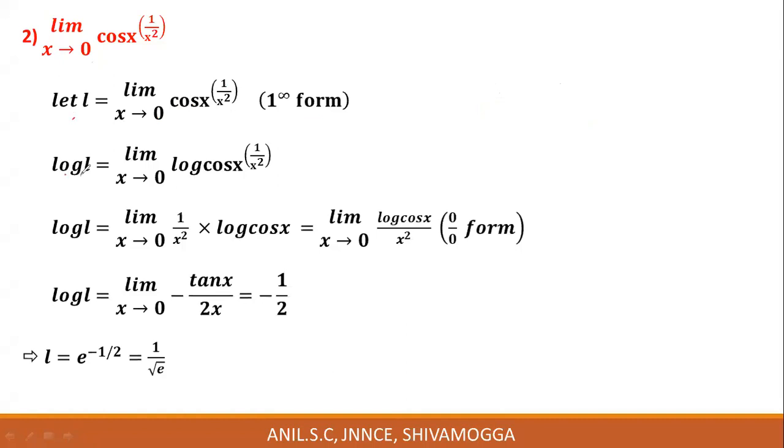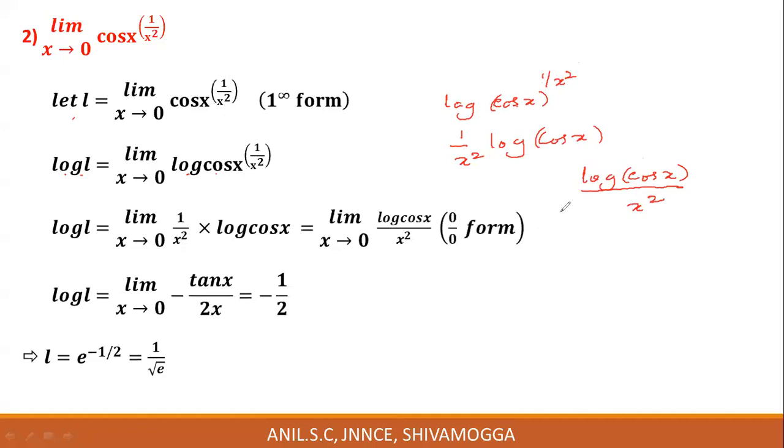We get log L is equal to limit x tends to 0, log of cos x whole power 1 divided by x square. Clearly, it takes log m power n form, that can be written as 1 by x square into log cos x, or this can be written as log cos x whole divided by x square.